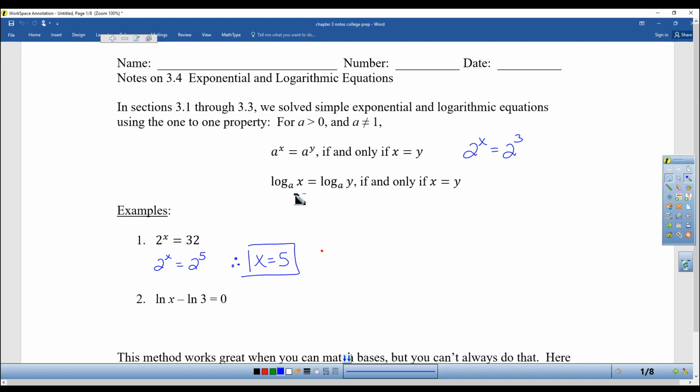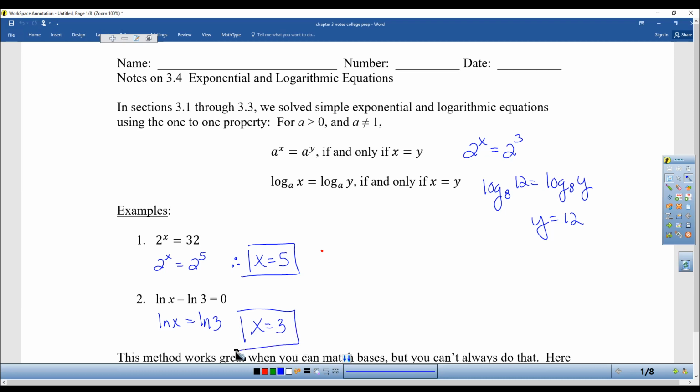The same is true for logs of any base. If I tell you that I have log base 8 of 12, and that's equal to log base 8 of y, then y must be equal to 12. So I can use that on this one. I can add the natural log of 3 to both sides, and then I have the natural log of x is equal to the natural log of 3, so x is equal to 3.